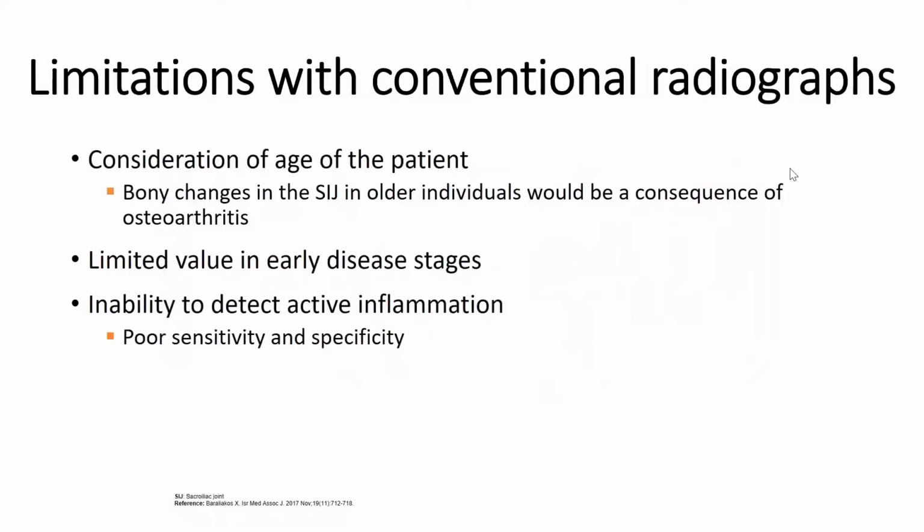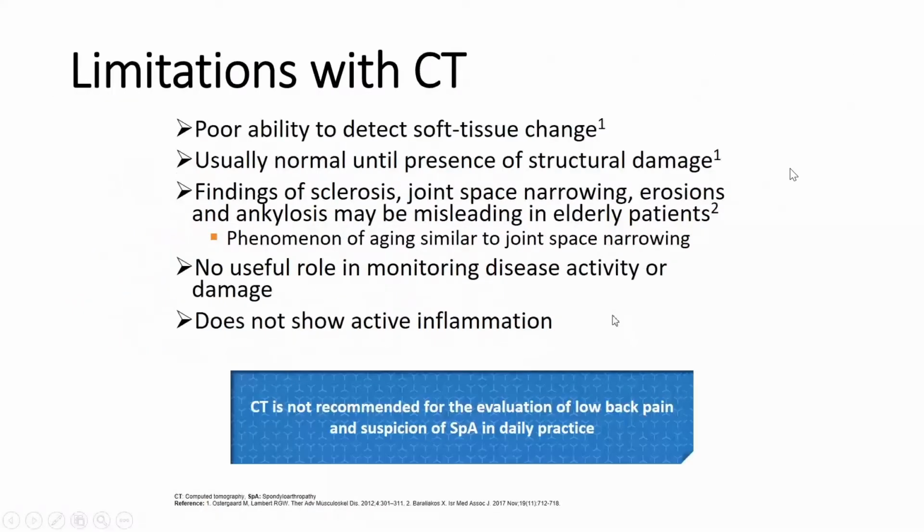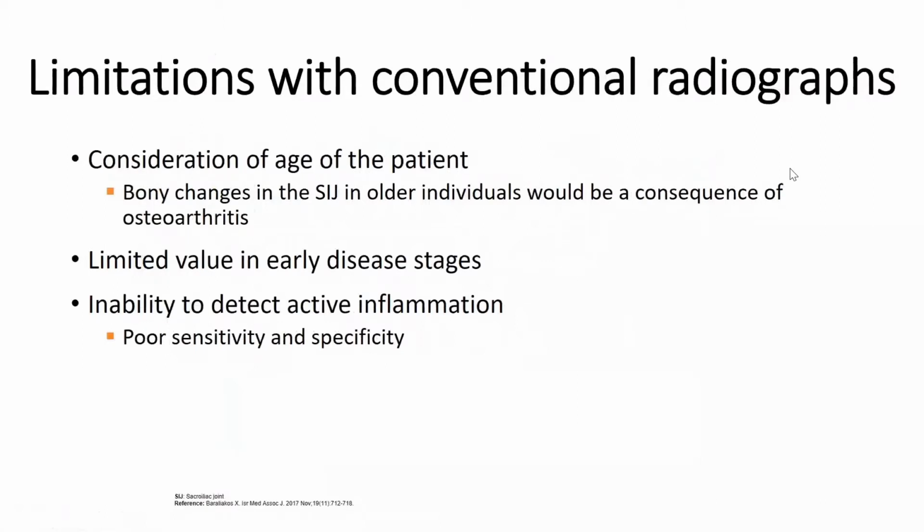Next slide, please. Limitations with conventional radiographs. In the elderly age group, there are degenerative changes which take place in the sacroiliac joint. I told you it has limited value in early disease diagnosis. It takes about 2 to 4 years to develop radiological changes of syndesmophytes and sacroiliac joint pathology. And radiographs do not have the ability to detect active inflammation at all. So early diagnosis may not be possible. You can't assess disease activity, and ultimately it resulted in poor sensitivity and specificity. But still today, radiographs hold their own place and reputation in the various criteria for the diagnosis of ankylosing spondylitis.